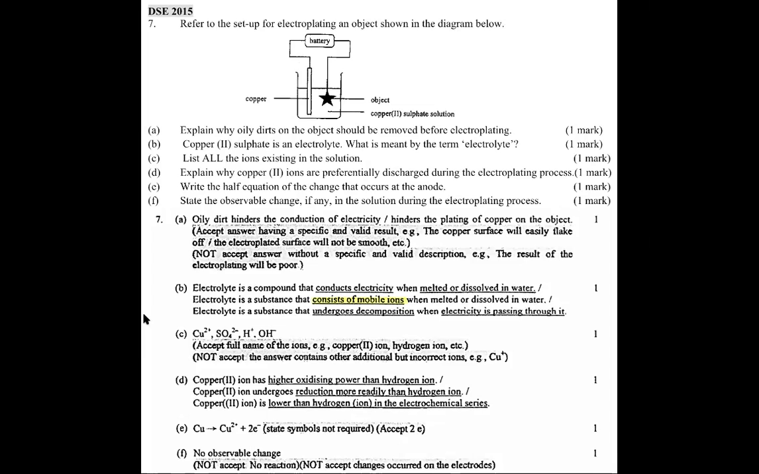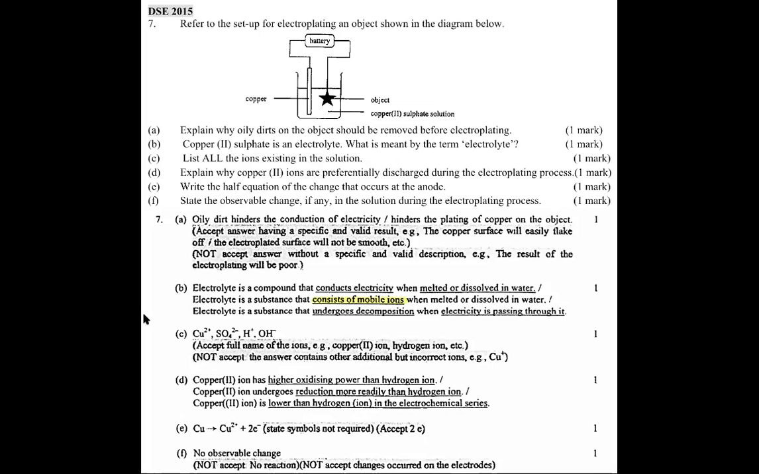And then list all the ions existing in the solution. No problem for this one. And why are copper(II) ions preferentially discharged? Because of the position on the electrochemical series. Or you say it is a stronger oxidizing agent than hydrogen ion. Okay, and then write the half equation. Easy one. State the observable change, if any, in the solution.